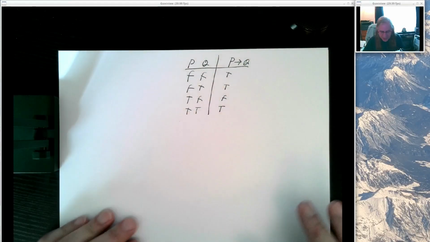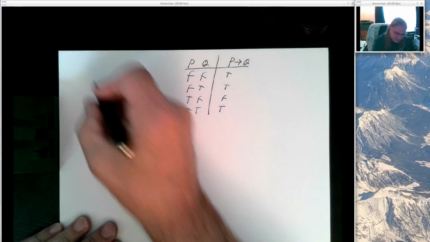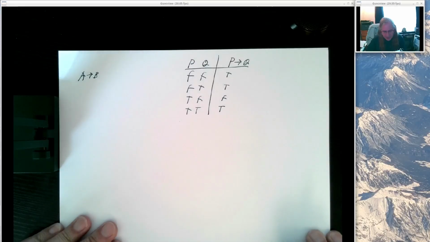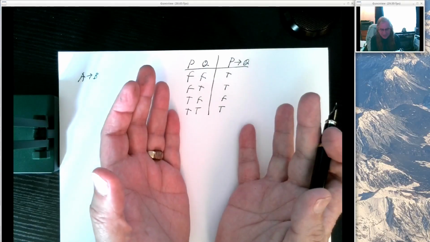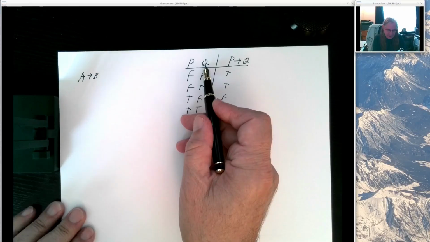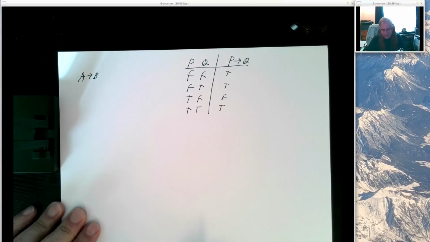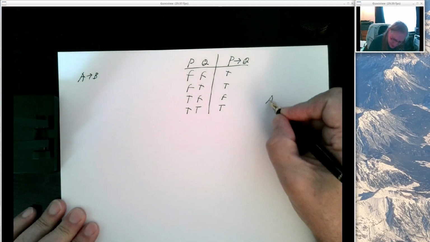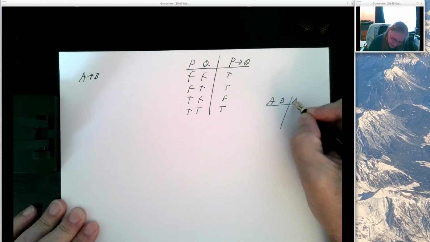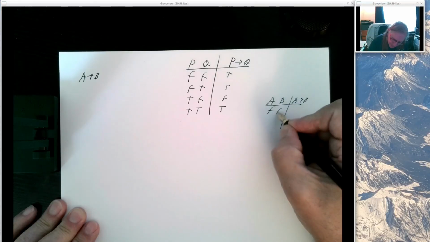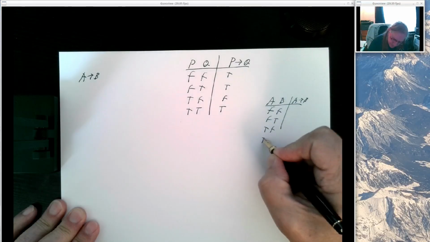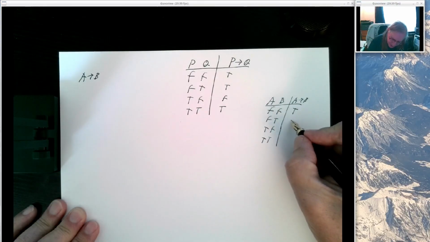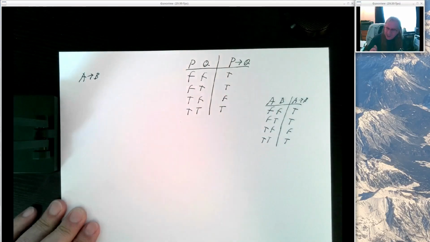Well, if I wanted to write the truth table for if A then B, I can do that from this truth table, even though this truth table is P, Q, and I've got A and B. It's going to be exactly the same truth table. So if I write down A, B, and if A then B, the fact that I happen to be calling these A and B instead of P and Q does not change anything.